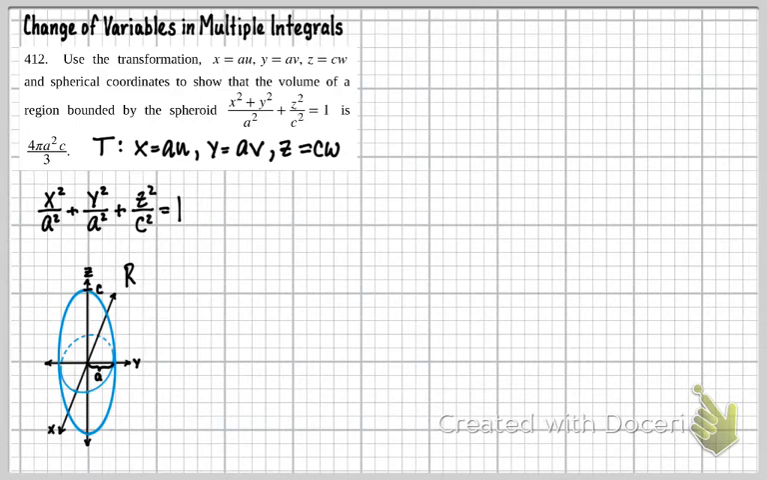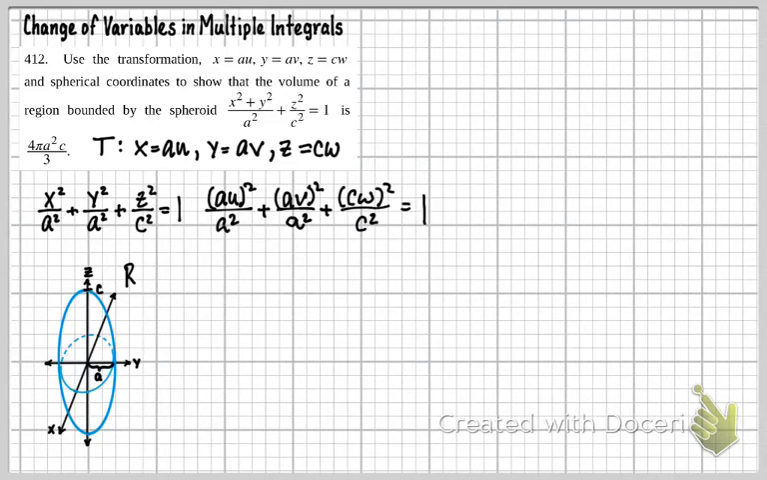So anyways, now I want to talk about this transformation. I'm going to plug this transformation into this equation for the region. So my x, I'm going to plug in au. So that's going to be au squared over a squared plus av squared over a squared plus cw squared over c squared, and that equals 1.